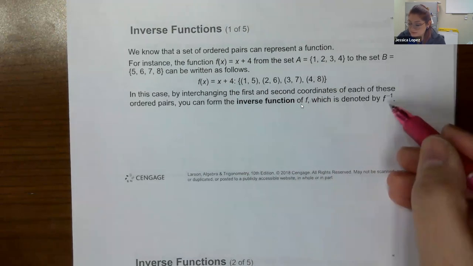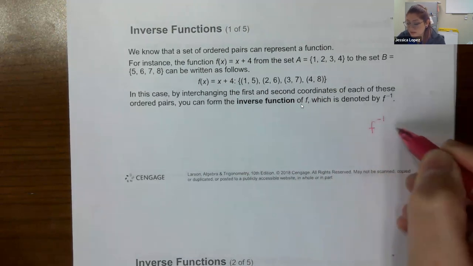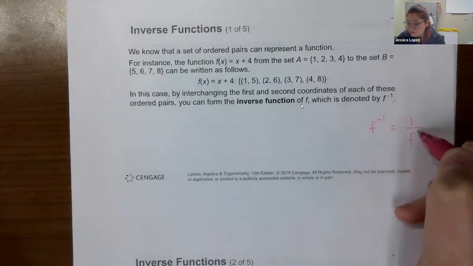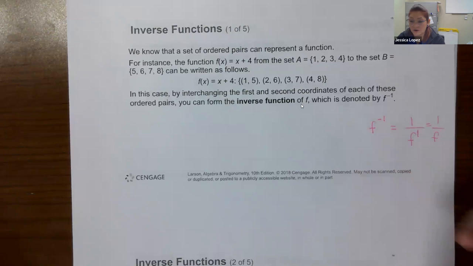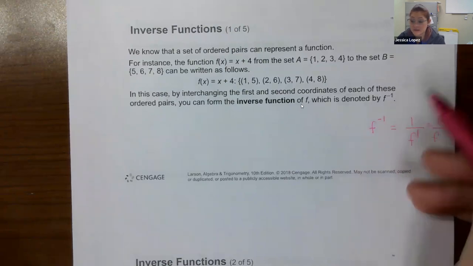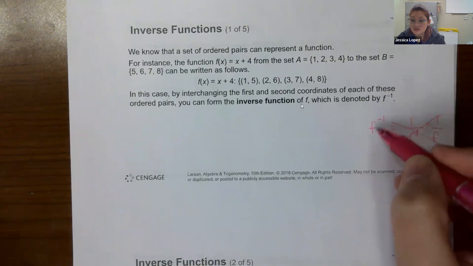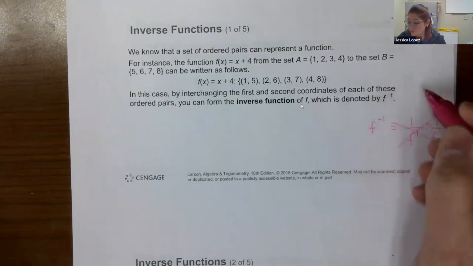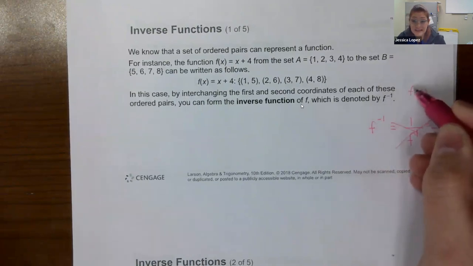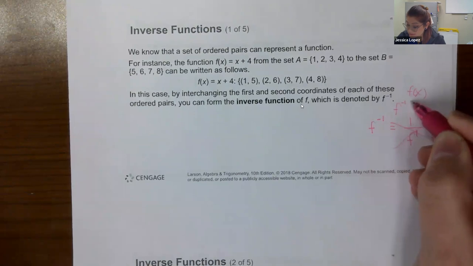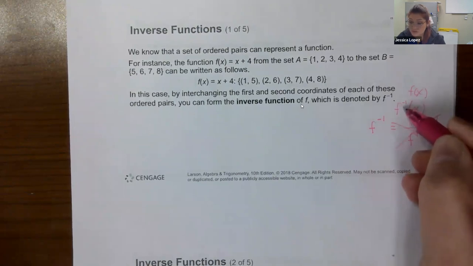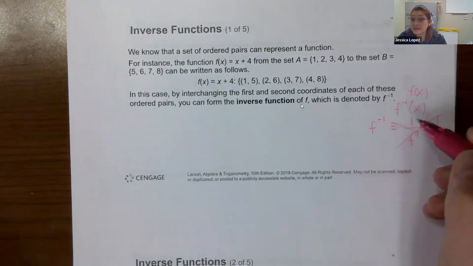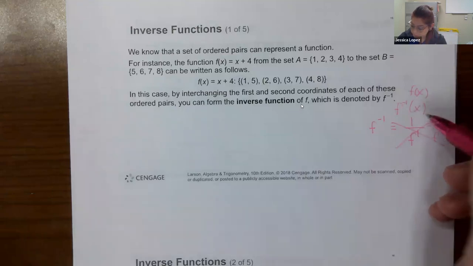And we denote it like this. This does not mean f to the negative 1 exponent, which would mean 1 over f. That is not what this means. This is just the notation that we use. It is not an exponent. Remember, I always tell you when you have f of x, f is just a name. And so is this. This is just telling you the inverse of f. It's just a name, a title. It's not an algebraic expression.